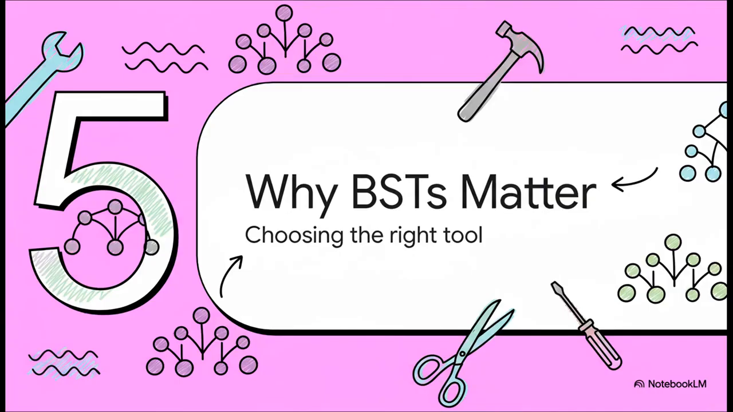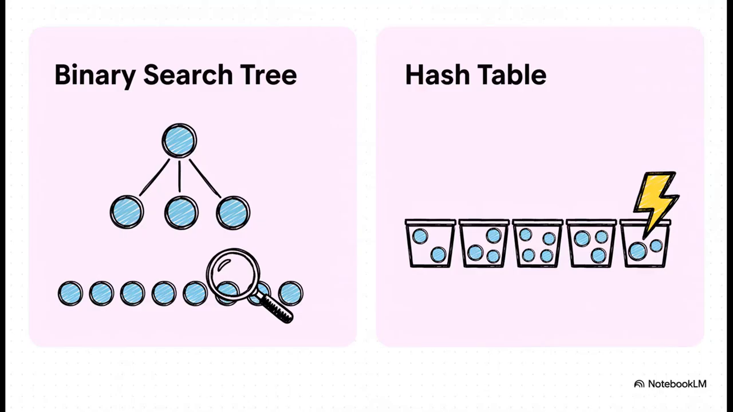Okay, so you might be thinking, well, with this huge potential downside, why do we even bother with BSTs? It all comes down to choosing the right tool for the right job. Let's put it head-to-head with another popular kid on the block, the hash table. Now, hash tables are often even faster for just looking up one thing. They have an average time of O of 1, or constant time, which means it takes the same amount of time no matter how much data you have.